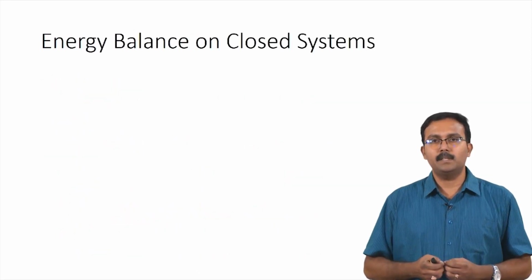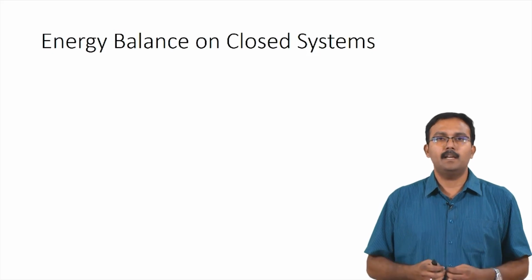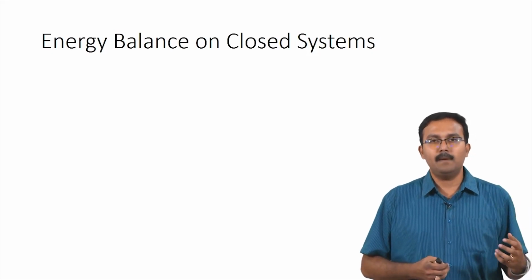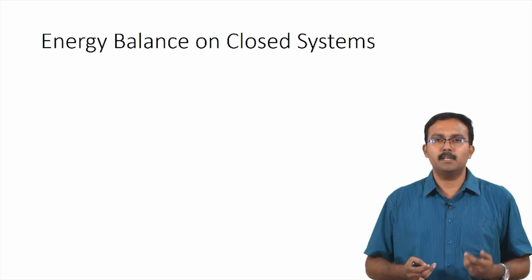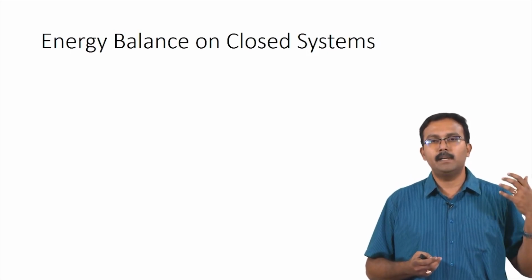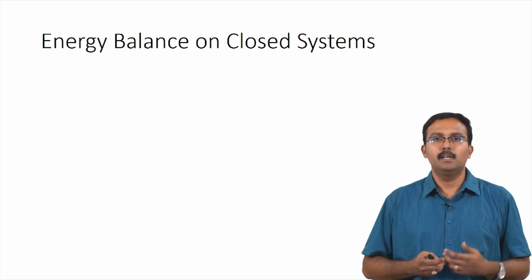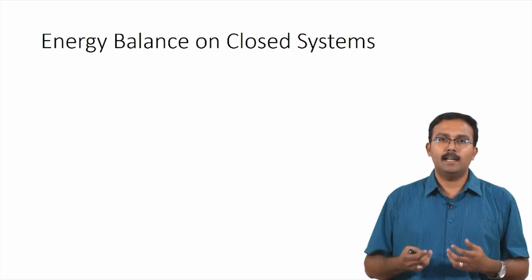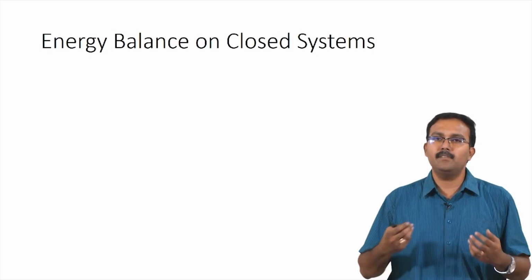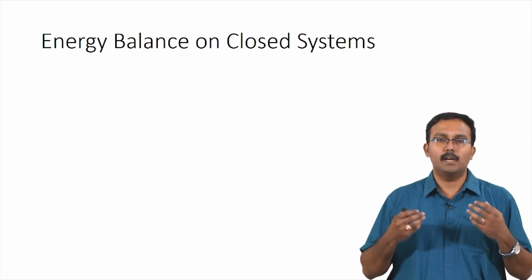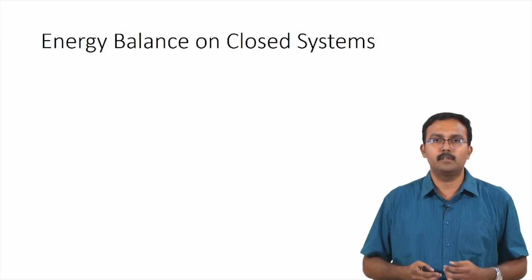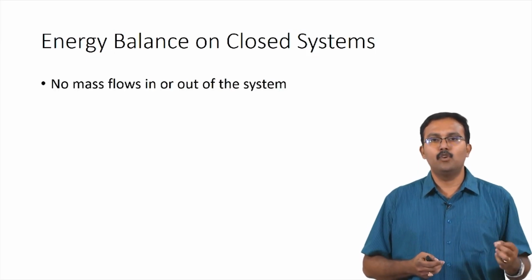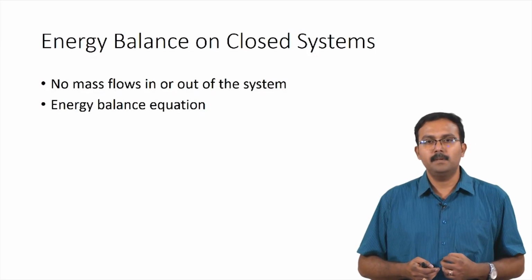Let us first start with a closed system. As I had already mentioned, in our material balance calculations, we were only talking about open systems most of the time, because in an open system the material was crossing the system boundary. In an energy balance, you can have energy crossing the system boundary even in closed systems. So, understanding how to perform energy balance calculations for a closed system is crucial. We need to understand that there is no mass flowing in or out of the system.